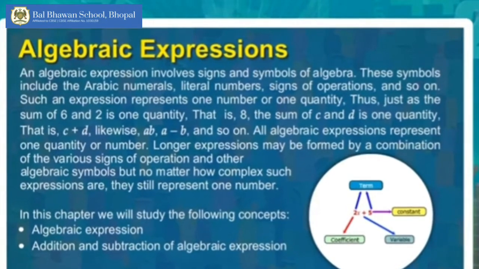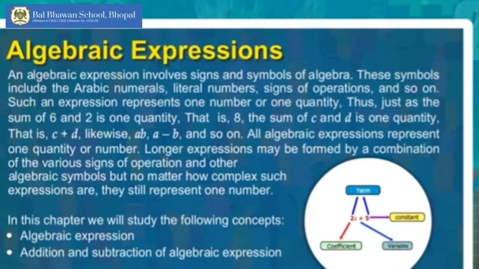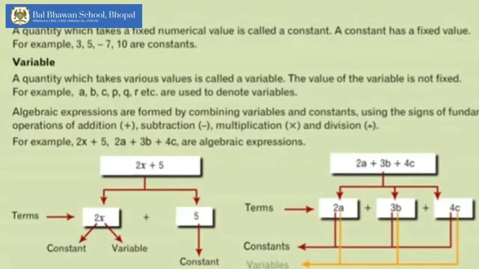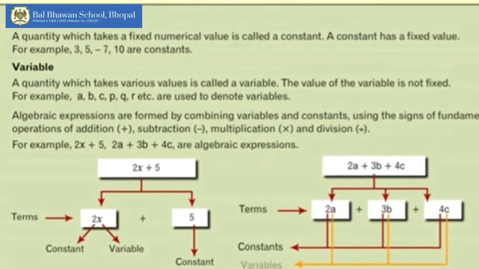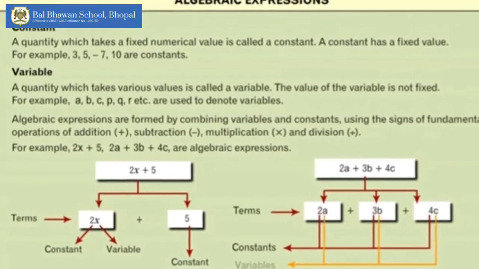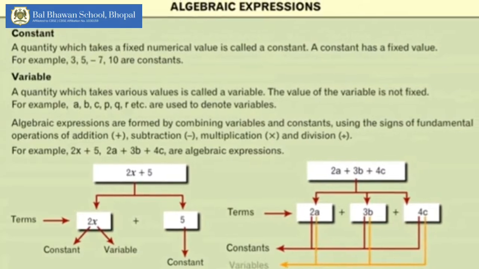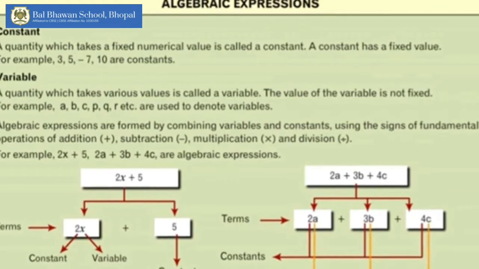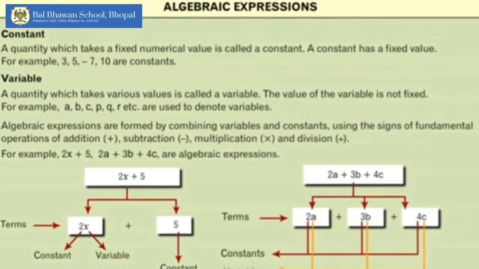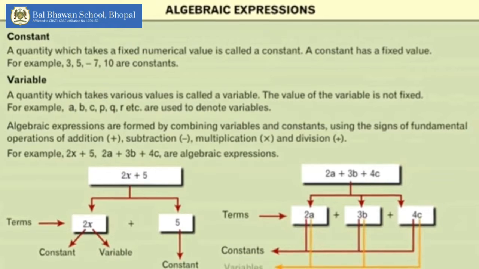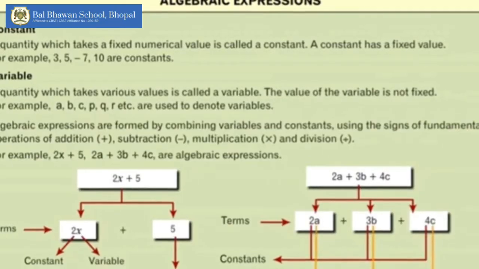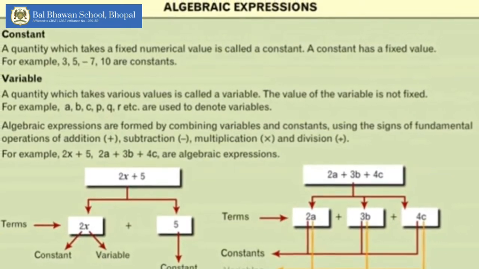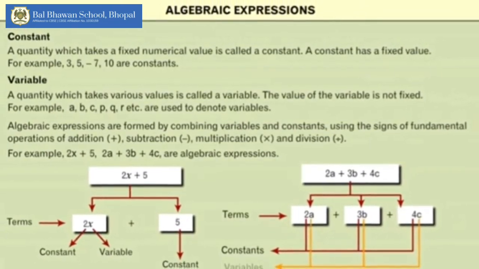In this chapter, we will study the following concepts: algebraic expression, and addition and subtraction of algebraic expressions. An algebraic expression is made up of constants and variables. So let us discuss what constants and variables are. Constants. A quantity which takes a fixed numerical value is called a constant. A constant has a fixed value. For example, 3, 5, minus 7, 10 are all constant numbers.